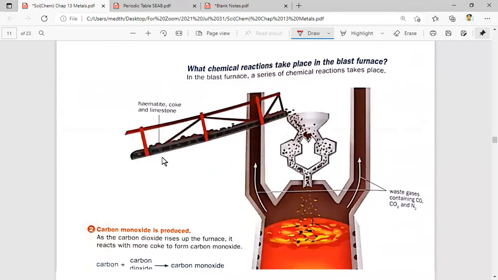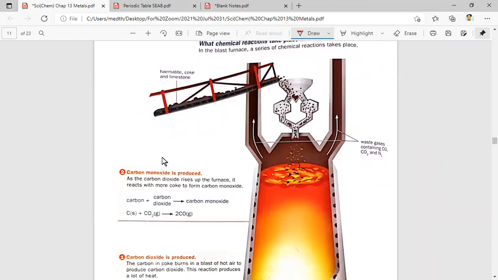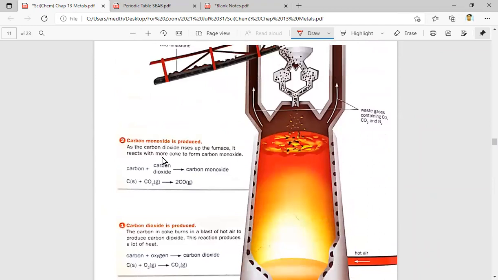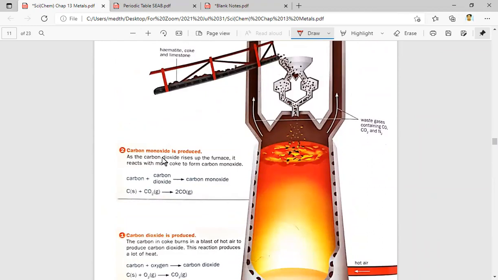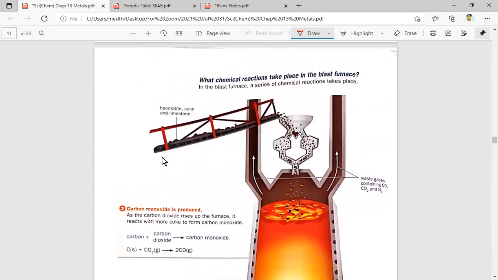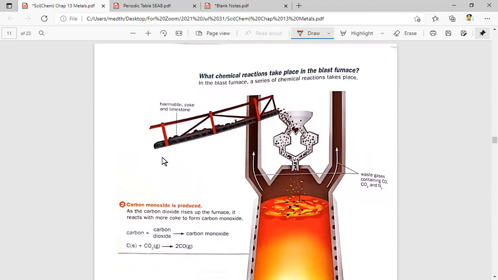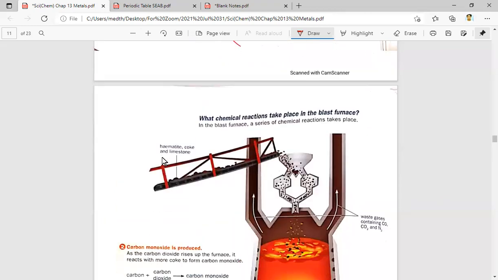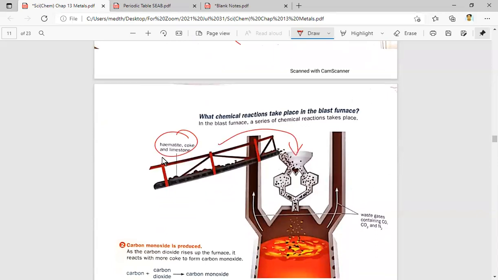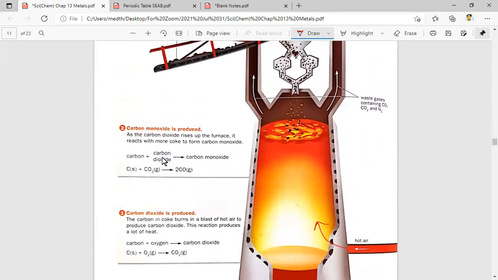Okay, how does it look exactly? It looks like this. Let me zoom out a little bit so we can see the diagram better. It looks like a super big oven, in some sense. So how does it really work? What you're doing, as I've drawn up here, is three things in. You can see the hematite, coke, and limestone are thrown in from the top. Then we have hot air being blasted in from the bottom. And this is where the reaction occurs.